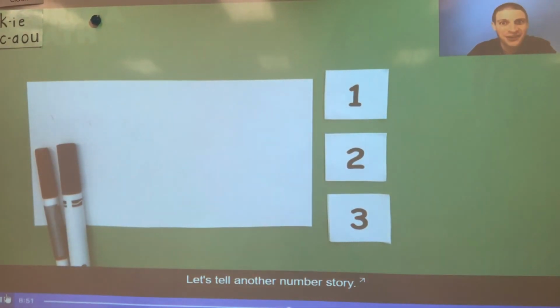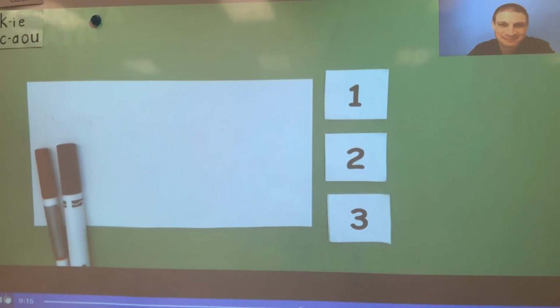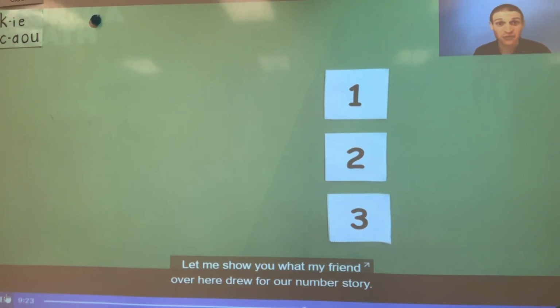Let's tell another number story. Ready? There were 3 bears. One bear was brown and 2 bears were black. Pause your video and draw the number story. We're not going to do that. Go ahead, we're just going to watch what he does. We're going to see him draw the number story. Let me show you what my friend over here drew for our number story.